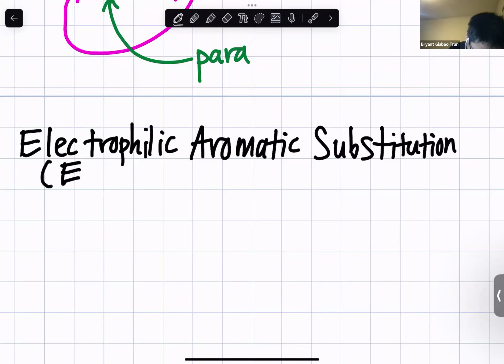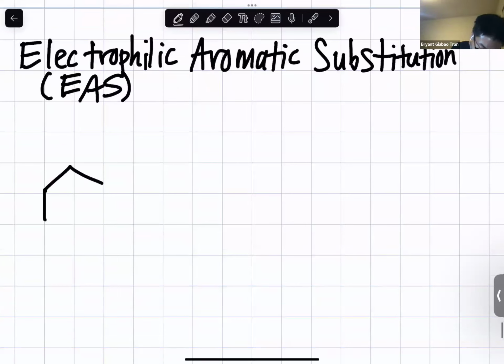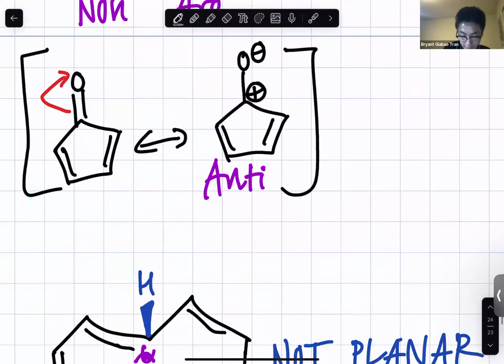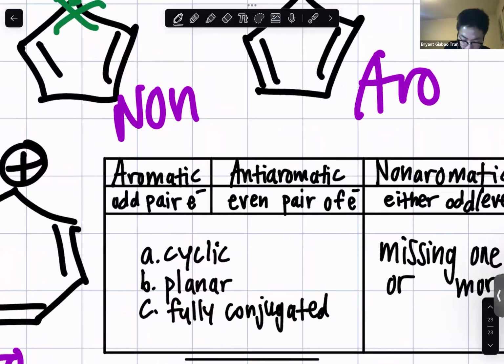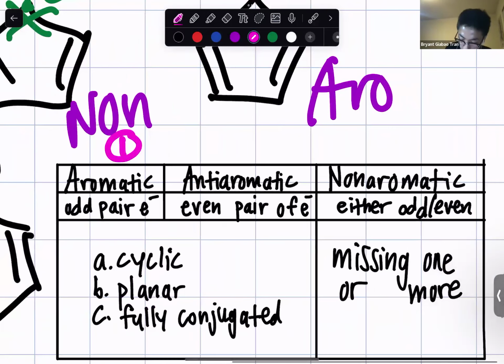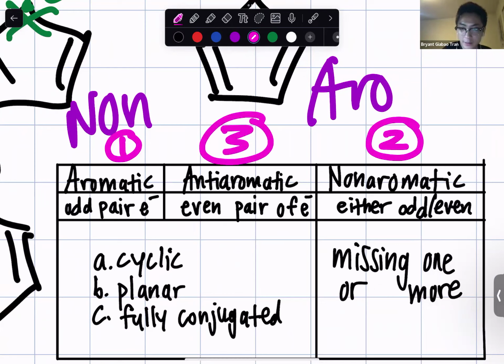You could abbreviate this as EAS reaction as well. So let's say we have a benzene ring here that is aromatic and stable. We really talk about the stability of these things. Aromatic is going to be the most stable out of those three. Non-aromatic is the second most stable, and then the least stable is the anti-aromatic structure. And that has to do with anti-bonding orbitals, some kind of molecular orbital stuff that I'm not too familiar with.